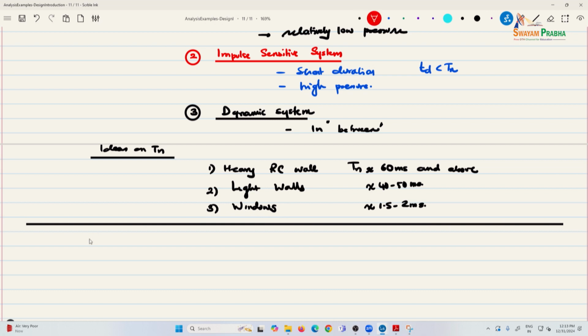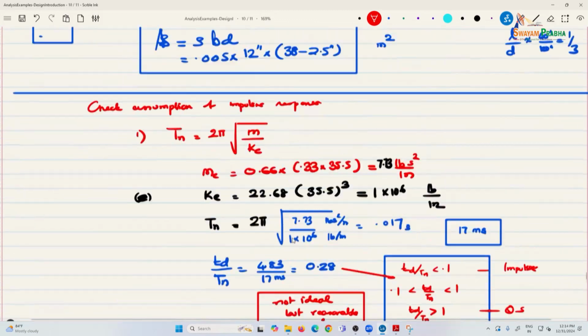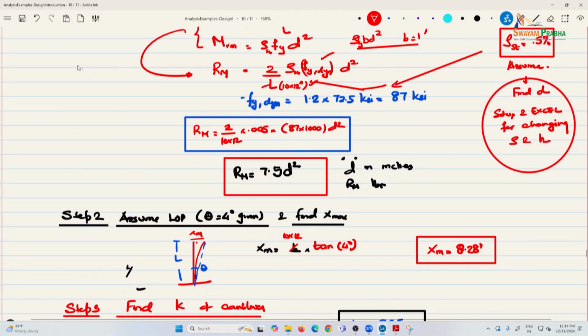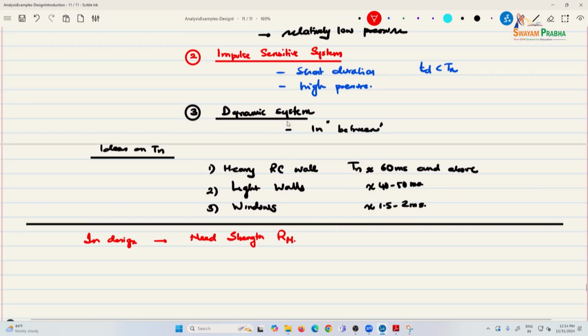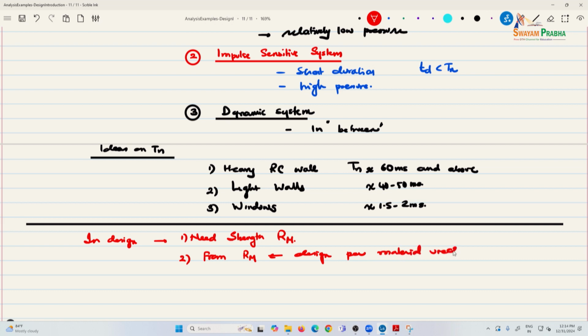So, goal is, in design we need the strength Rm. So, the example here, if you see, Rm was what was needed, in terms of d square. So, we need the strength, and then once you have the strength, you can use any design procedure that you know for that particular system. Then from Rm we design per the material used, whether it is concrete, steel, masonry, pre-stressed concrete, so on and so forth.